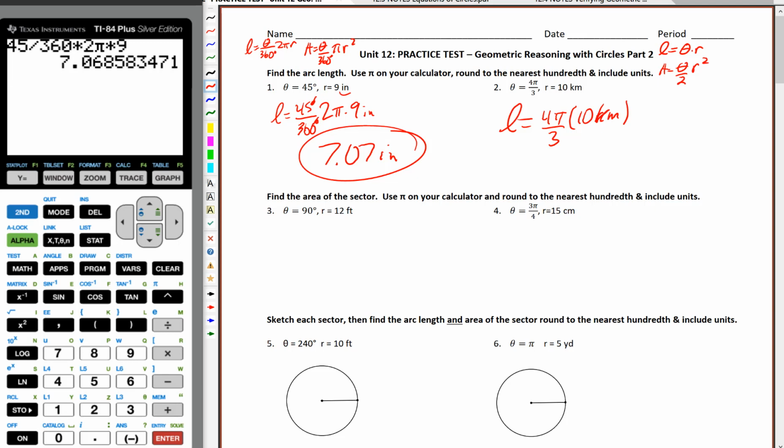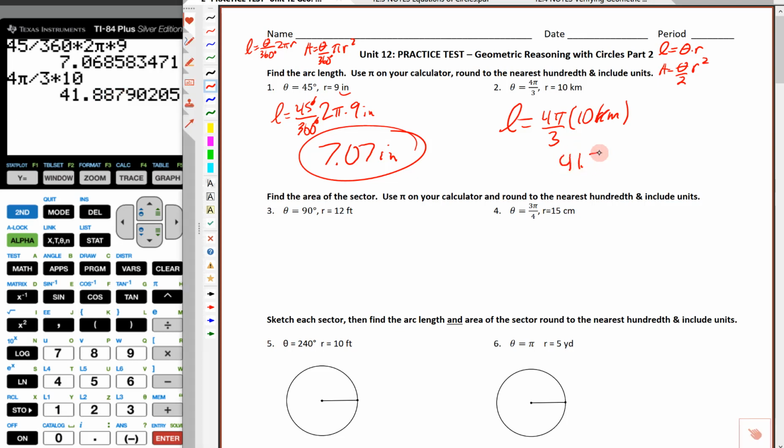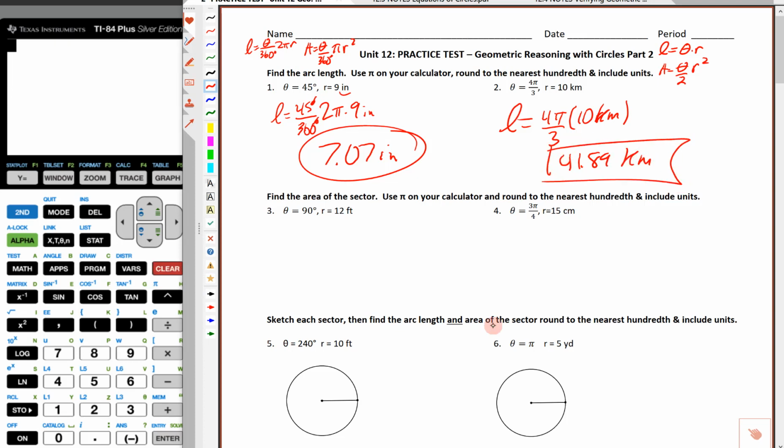So again, I'm going to pull up the calculator, and we're going to make sure that we plug things in correctly. So I'm going to do 4 pi, we're going to divide by 3, and then we're going to times that by 10 and hit enter, and we get 41.887. That 7 is enough to bump this up. So it's either going to be 88 or 89. It's definitely going to be 89 in this case. So we're going to do 41.89, and that would be in kilometers. So we've got our answer right there. All right, these next two problems, area of a sector.